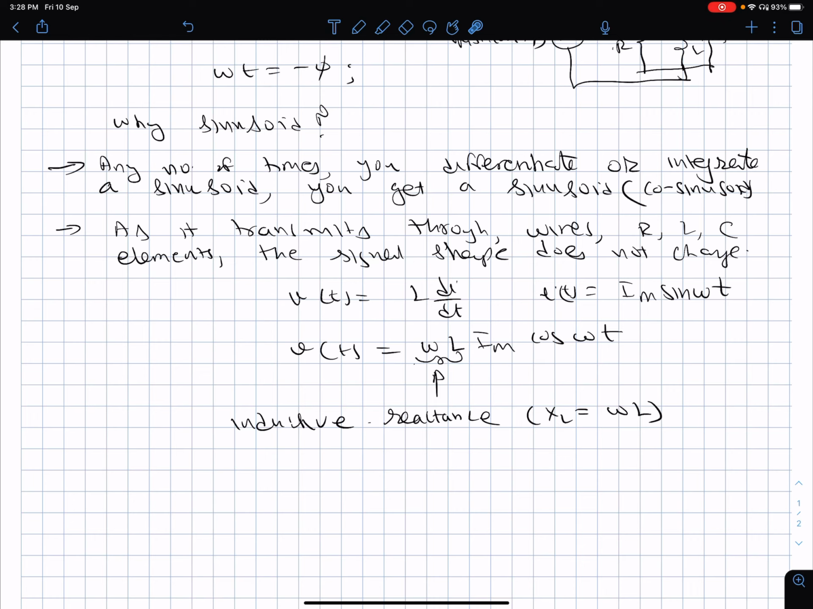So as it transmits through the wires and RLC elements, the signal shape does not change. You just have scaling and phase shifting.